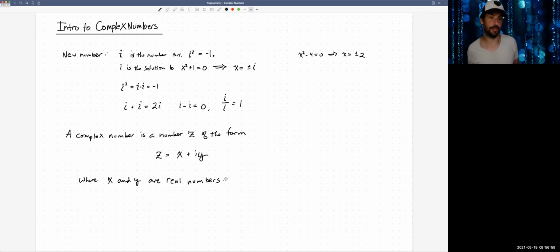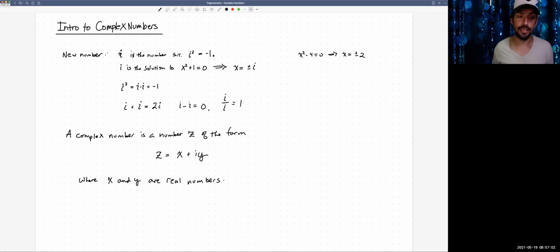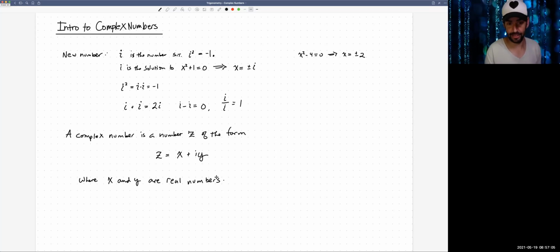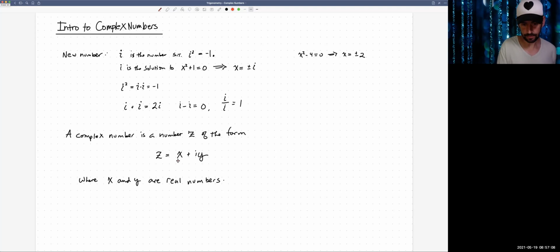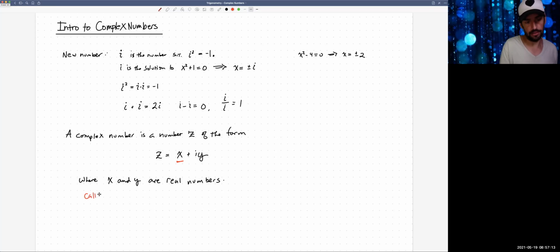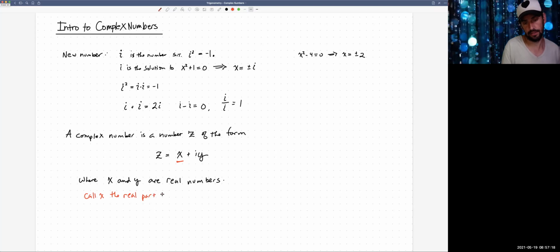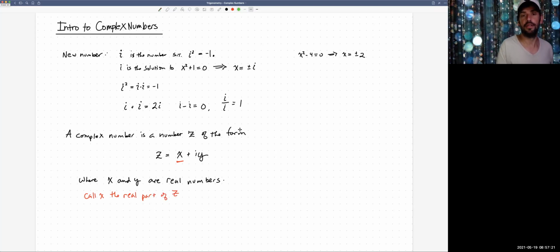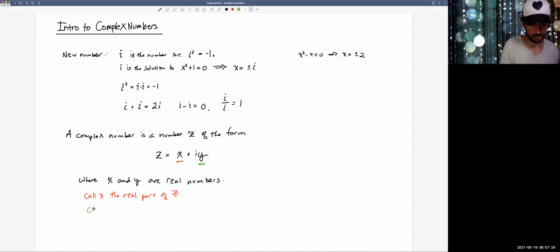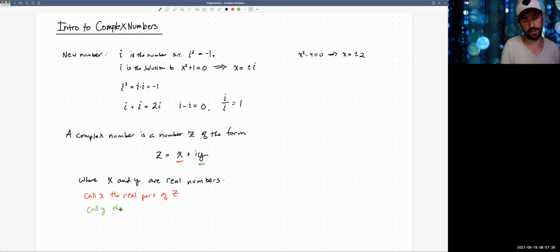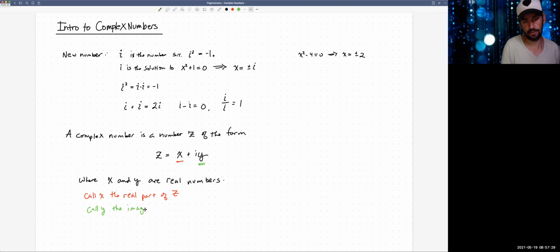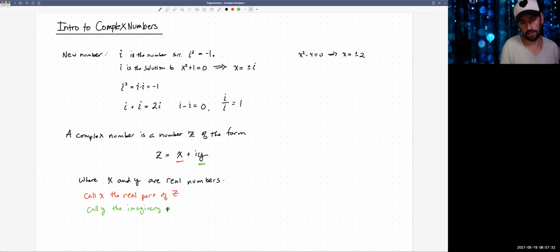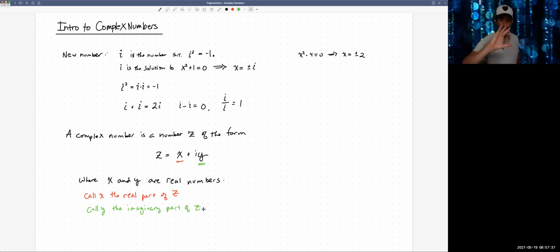Don't let the names real and imaginary, so sometimes we call i an imaginary number. Well, let's get to that part now. We call X the real part of Z, and we call Y the imaginary part of Z, okay? So a couple of things.